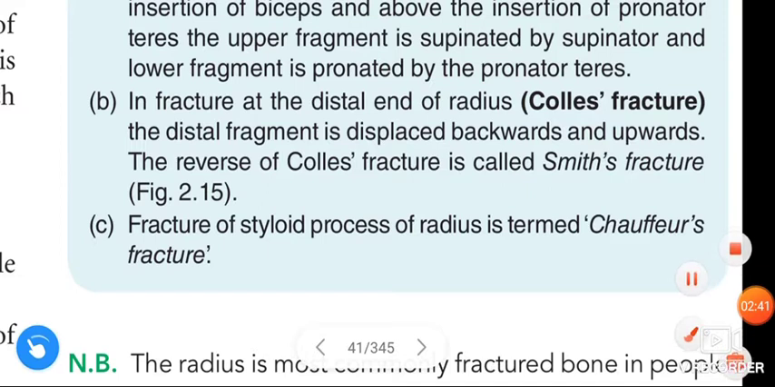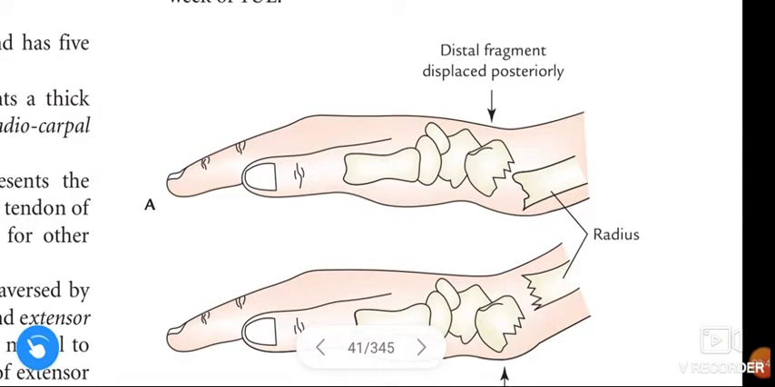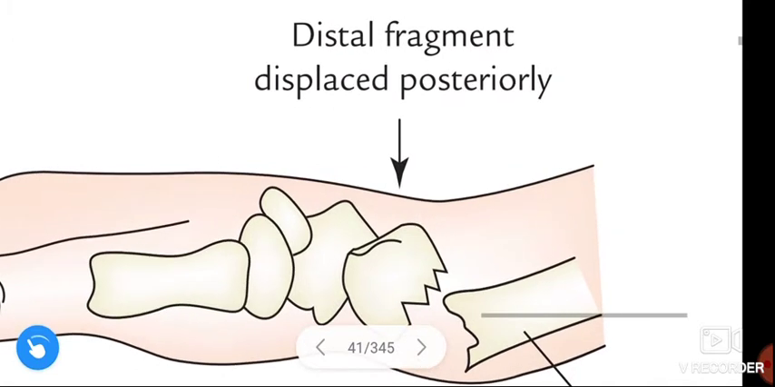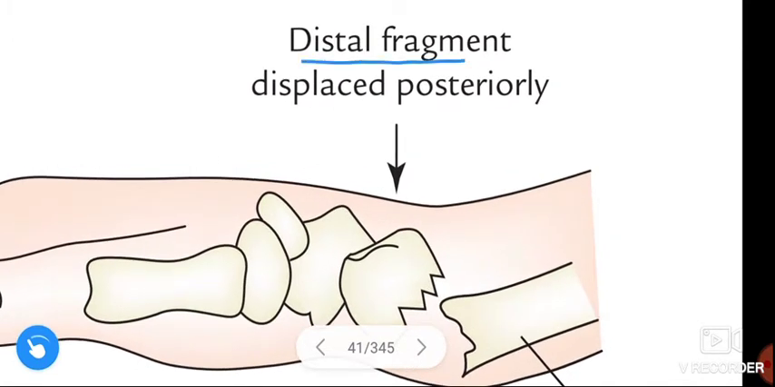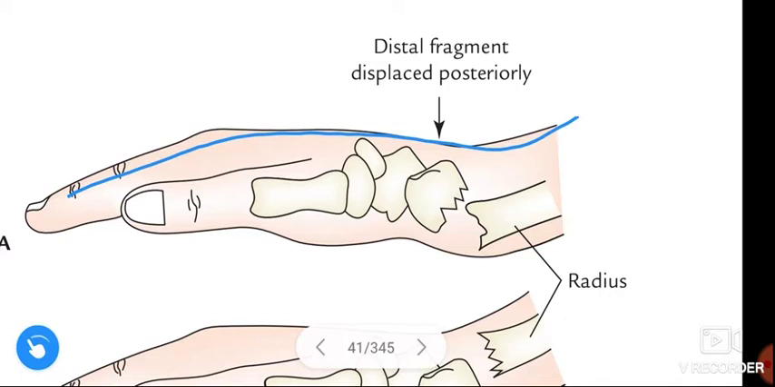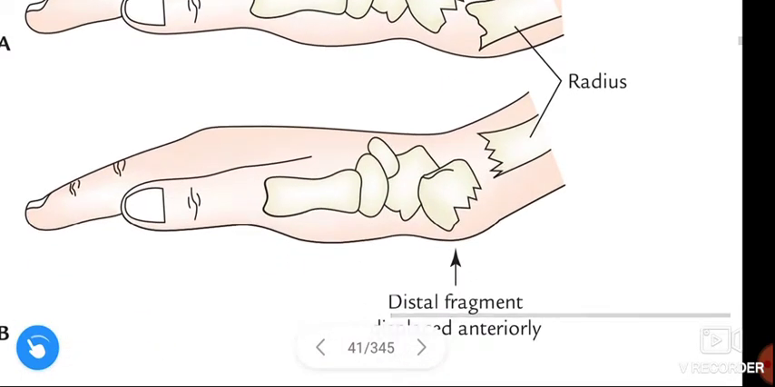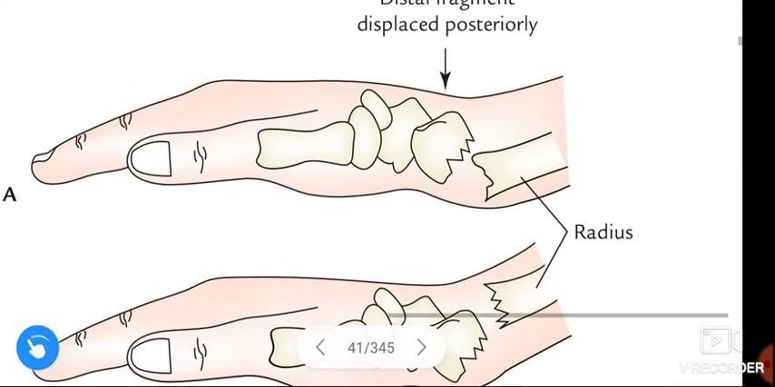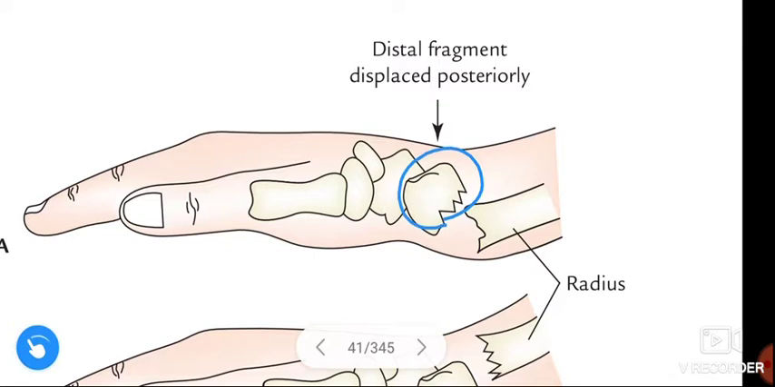If you see both the figures, this is the distal fragment. If the distal fragment is displaced posteriorly, see here, this is the posterior surface and this is the anterior surface. Observe clearly.